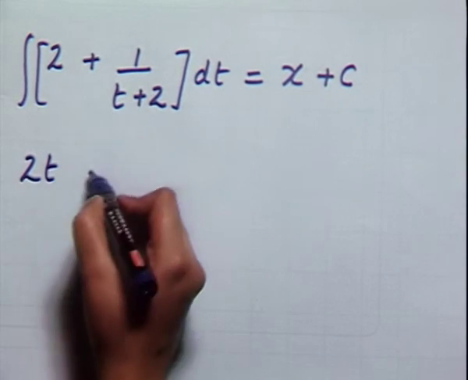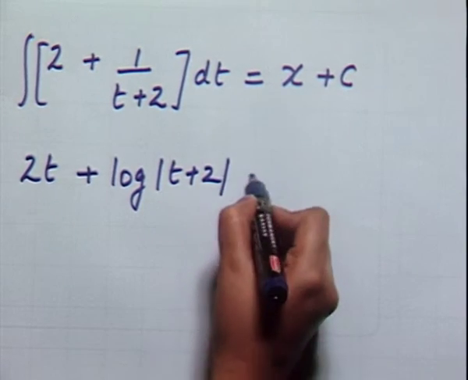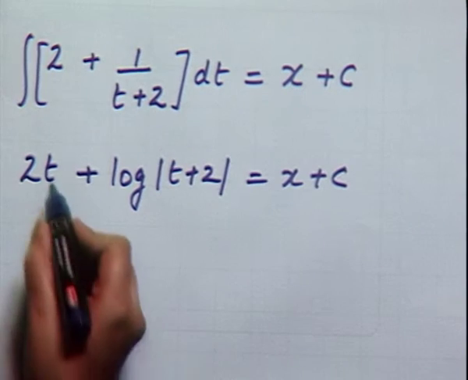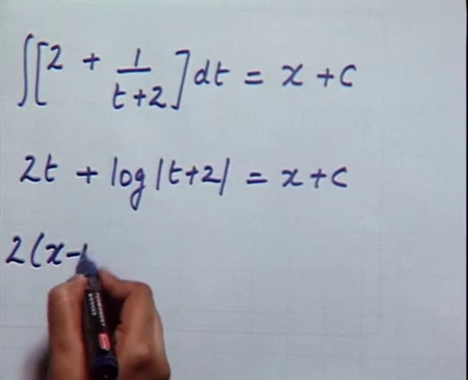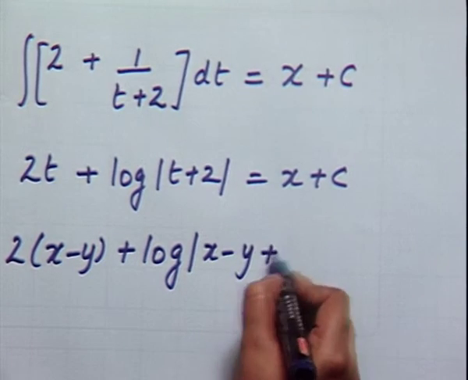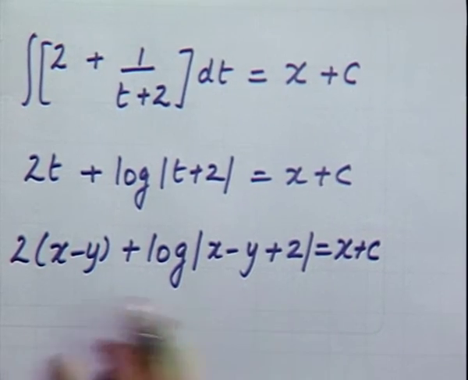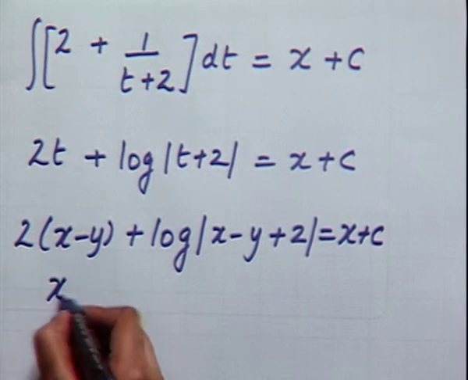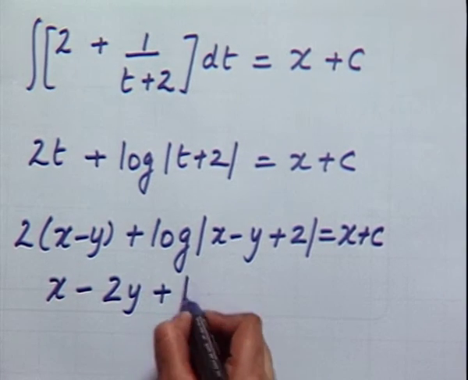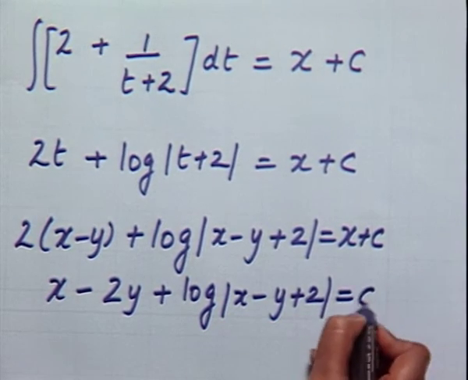We are nearing the result now. This is 2t plus log of t plus 2 equal to x plus c. And do not forget to replace t by x minus y as we had started with that substitution. And this is what you will have ultimately. A minor adjustment is possible, so we can always do that and write it as x minus 2y plus log of x minus y plus 2 equal to c. And that is what you have as the solution of the given differential equation.